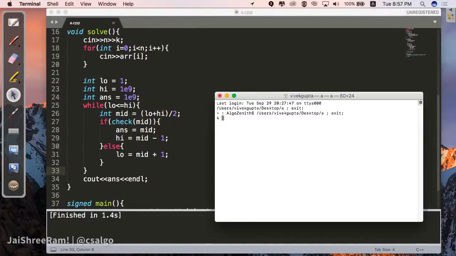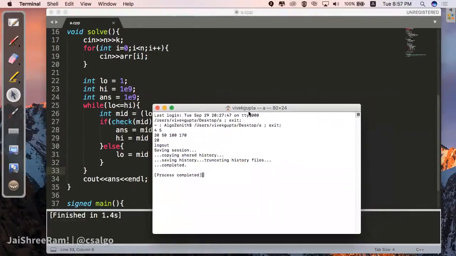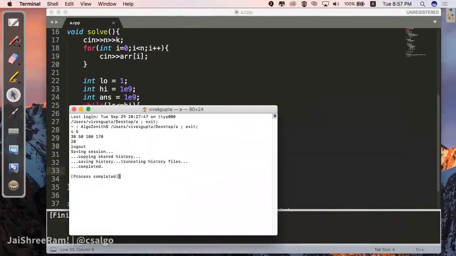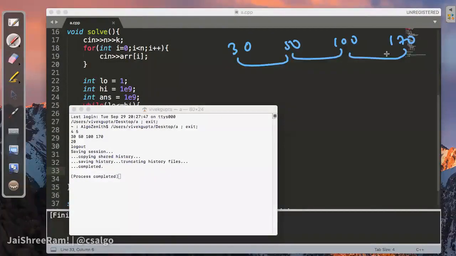So we have 4 values and 5 points to insert, and then the line is 30, 50, 100, and 170. Then it gives me just 20. And let's quickly look into this. How are we putting this particular value? So you have 30 to 50, then 50 to 100, and then 170, right? So you have to put 5 points.